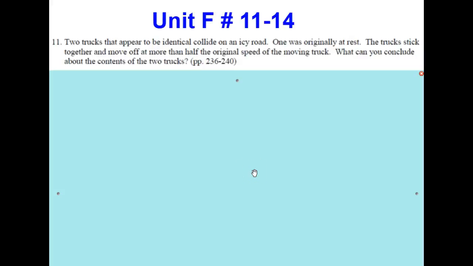Welcome to the solutions to the Regents Physics Momentum problem set, problems numbers 11 through 13. Let's go ahead and get started with 11.